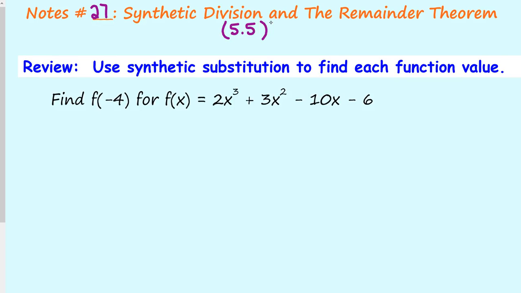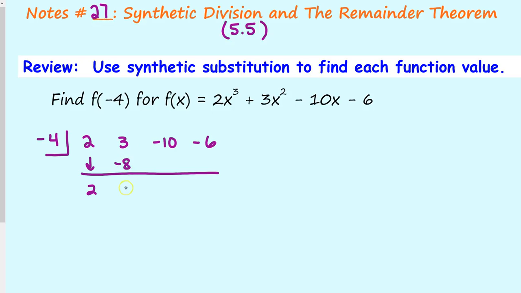So this is an alternative to direct substitution if you're looking for a function value like f of -4. Instead of just plugging in -4 and computing, what you can do is put -4 in a box, put the coefficients of the polynomial in a row, so 2x cubed, 3x squared, -10x, and -6, and then bring down the first number, multiply by the number in the box, write it down, and add the column. Multiply that by the number in the box, write it down, and add the column. Multiply that by the number in the box, write it down, and add the column. And what that tells us is that f of -4 is -46.